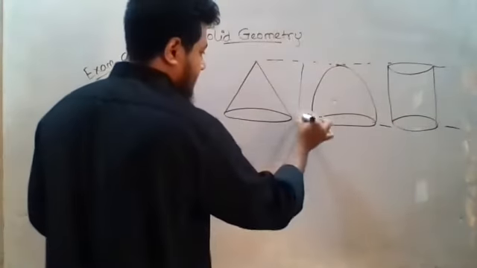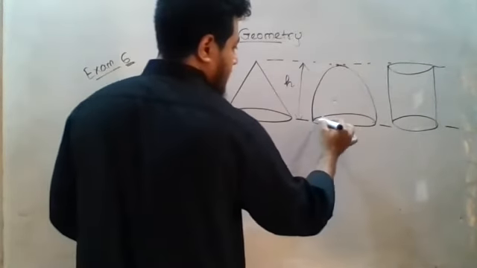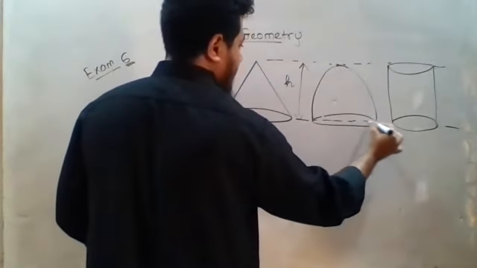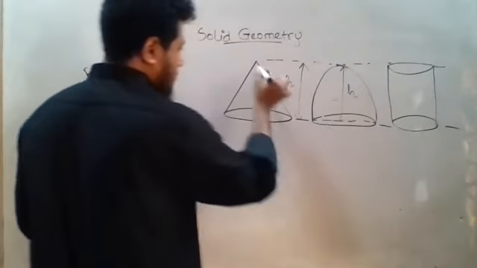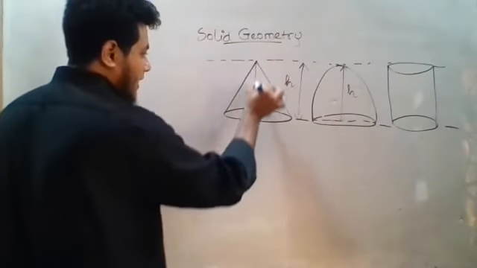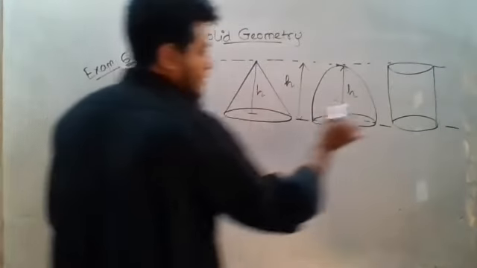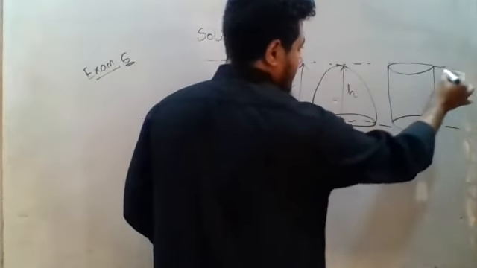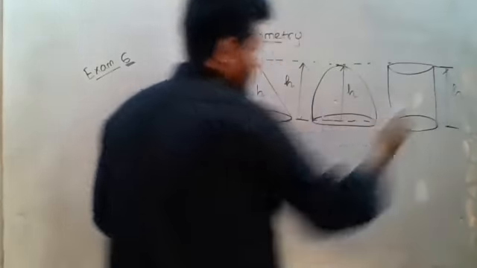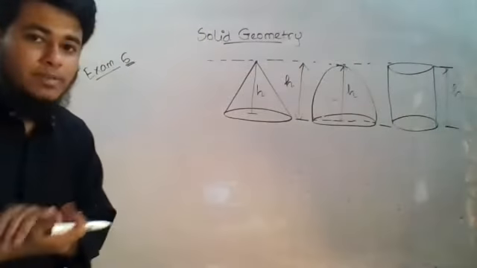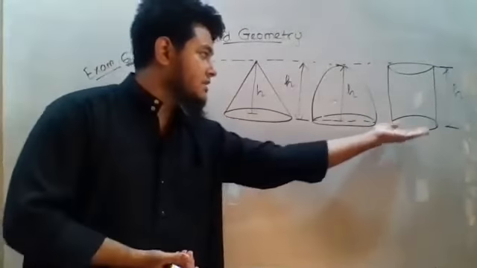are the same. H. The height here is H. Here also I can show the height of this is H. And the height here is also H. Now standing on equal bases, that means this is the base, this is the base, and this is the base.